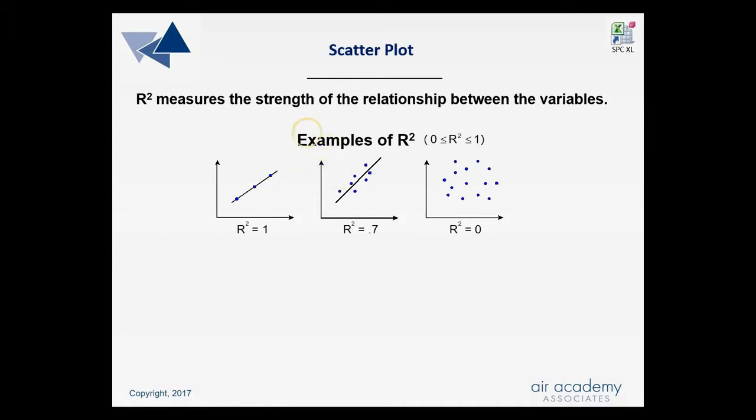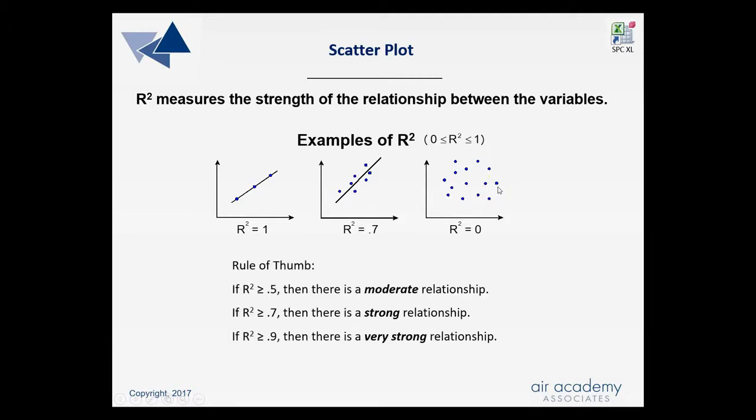With an R-squared of 0.7, the points are not on the line or the curve, but they're close. The scatter is pretty tightly clustered around the curve or the line. When you have an R-squared of 0, that's basically a glob of data. It doesn't matter what kind of line you put through there. None of it is going to be a good fit.